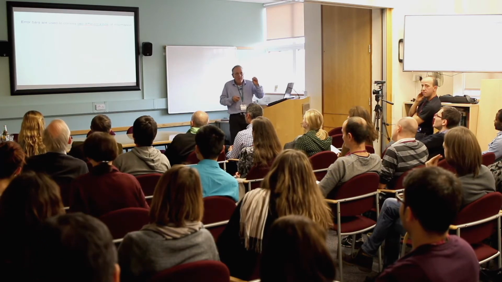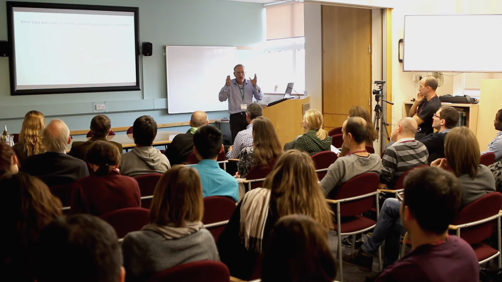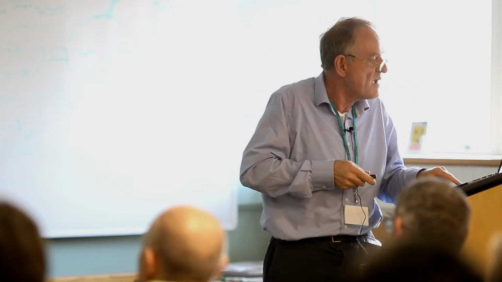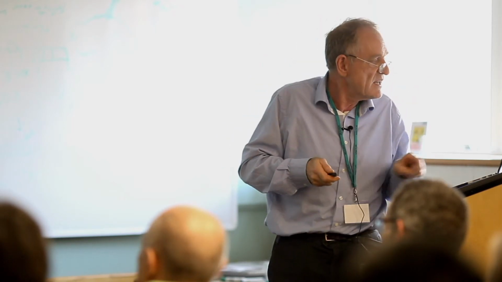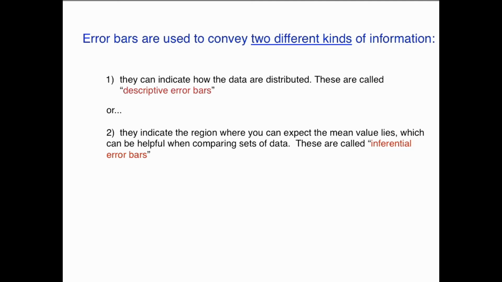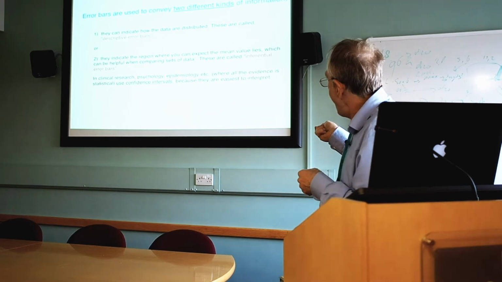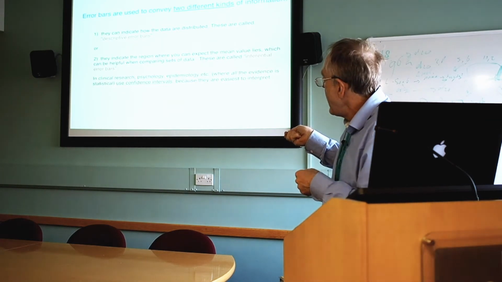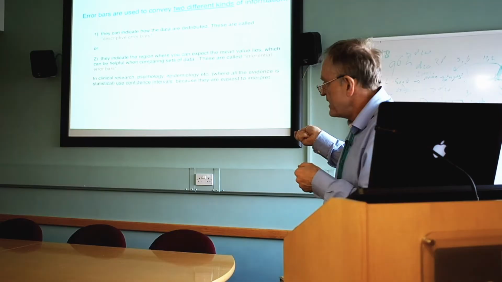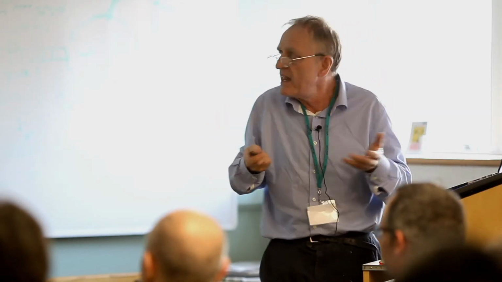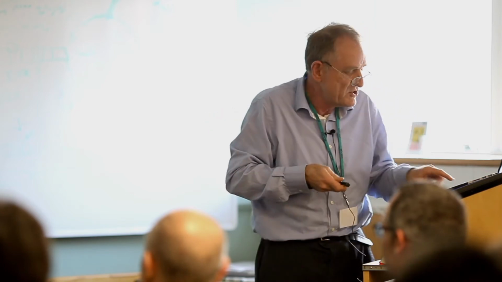Now, error bars are used primarily for 2 reasons. One are descriptive error bars, and they allow you to summarize and describe the data. And the other class are known as inferential error bars, and they help you draw inferences from the data. In clinical research and psychology and epidemiology, where all of the evidence is statistical, if you're going to show error bars, use confidence intervals, because that's often what the journal editors tell you to use, and because they're the easiest to interpret.